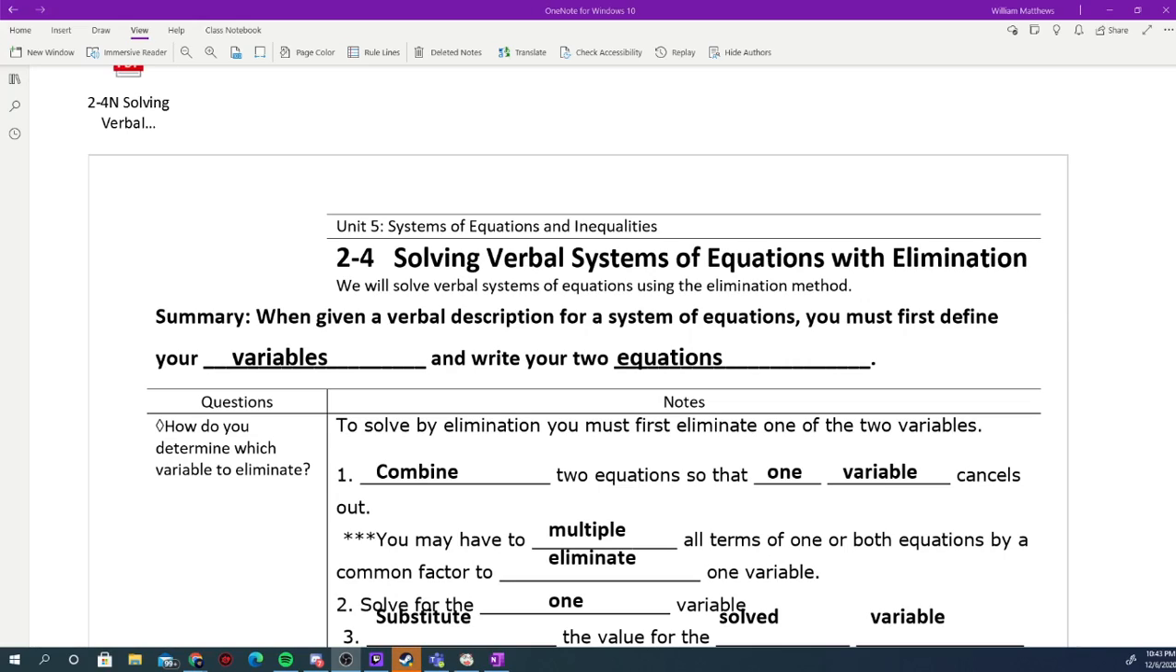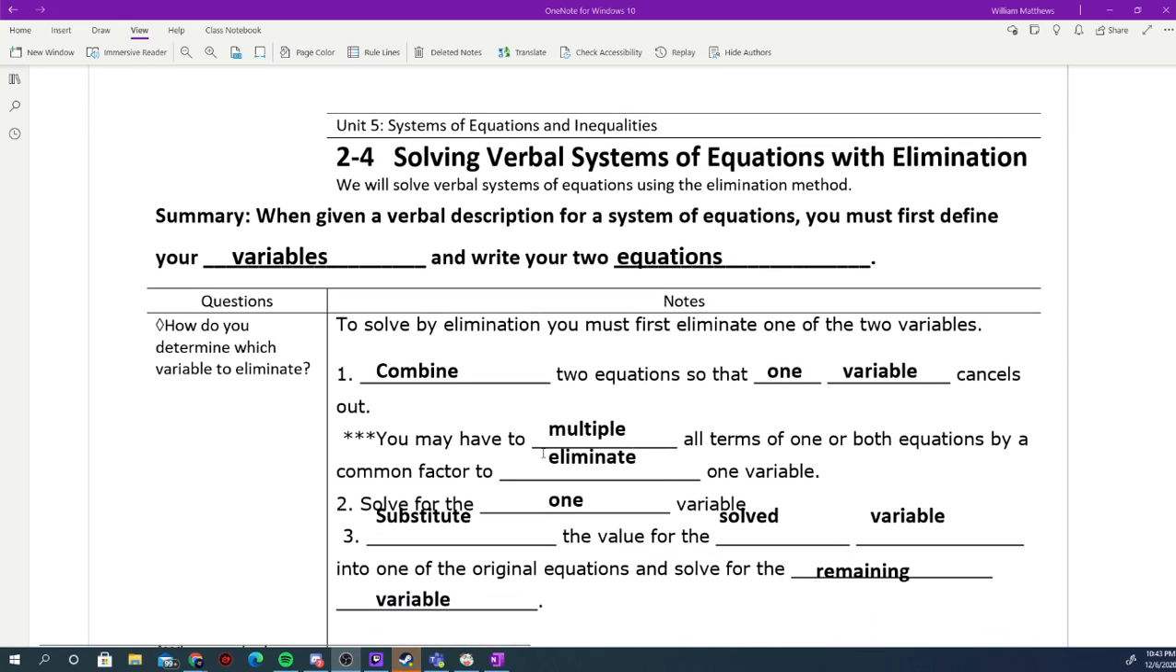Today we are going over solving systems of equations with elimination a little bit more in detail. First, we're going to be starting off with verbal descriptions. But before we fully start on examples, we'll go over some of the key steps in solving by elimination.